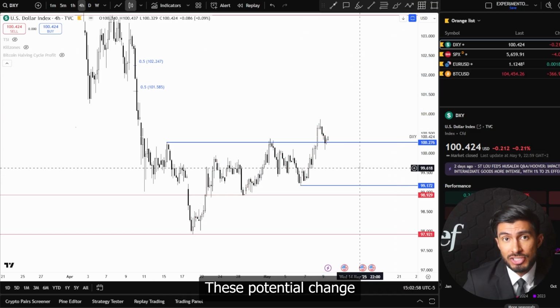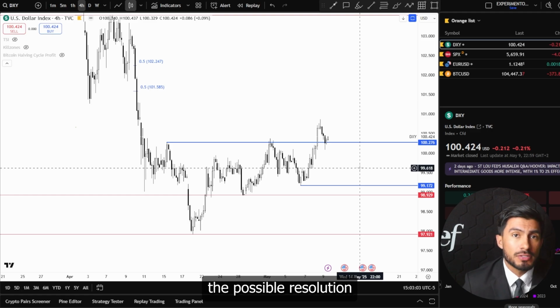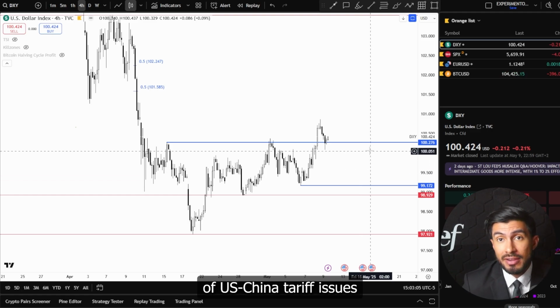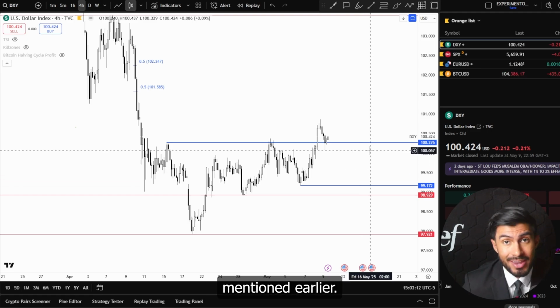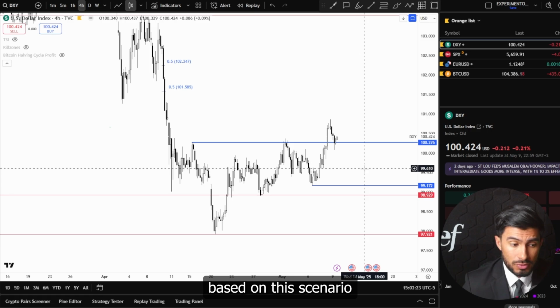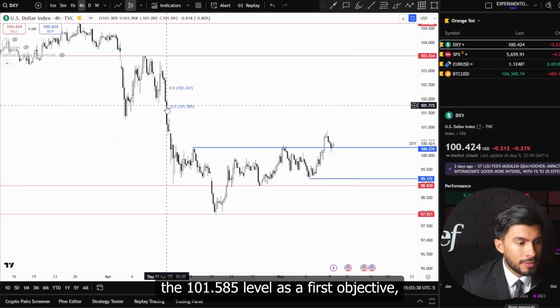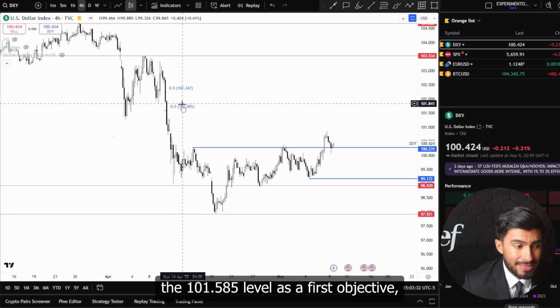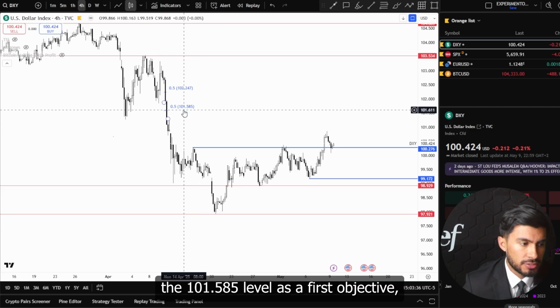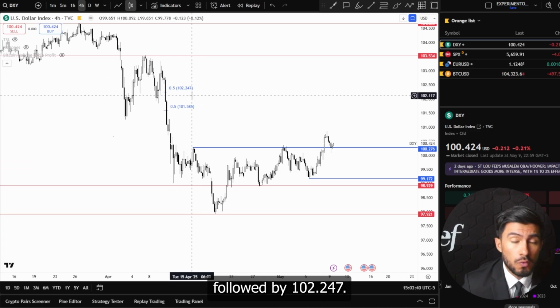This potential change depends on developments this week, especially regarding the possible resolution of US-China tariff issues mentioned earlier. If these issues are resolved and support zones hold, the bullish trend could continue. Based on this scenario, upward targets for the week include the 101.585 level as a first objective, followed by 102.247.